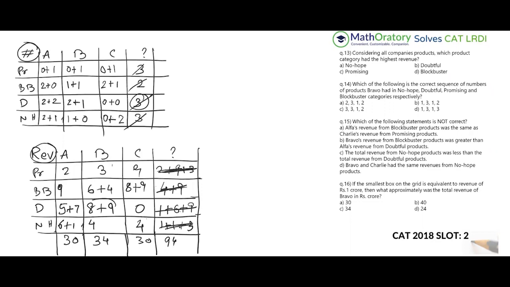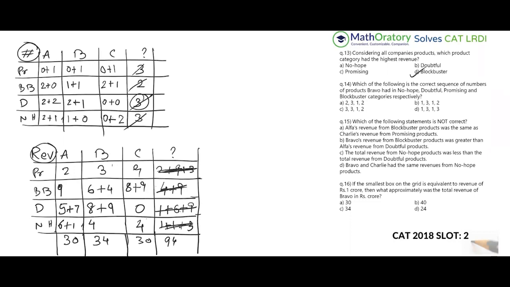You can compare easily. This is 8 plus 9. This is also 8 plus 9. So these two are balancing each other out. And there's a 5 plus 7 and 6 plus 4, which is somewhat less, but then 9 will exceed that, right? So blockbuster is greater than doubtful as well. And blockbuster compared to the no hope one is anyhow bigger. That is very obvious, right? 6 plus 4, you can eliminate the 6 and 4, and this 9 itself will balance out everything else. So obviously the blockbuster one is the highest. You don't need to calculate this.